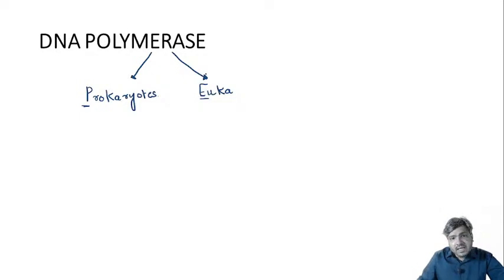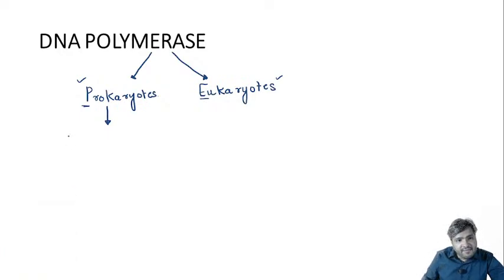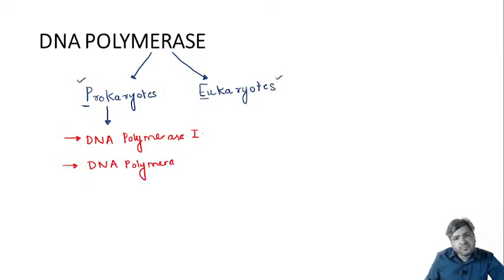So ultimately, in eukaryotes and prokaryotes, we have different types of DNA polymerase. Remember, in prokaryotes we have three types. Kindly mention the names and then we'll discuss the functions as well. We have DNA polymerase 1, DNA polymerase 2, and DNA polymerase 3.